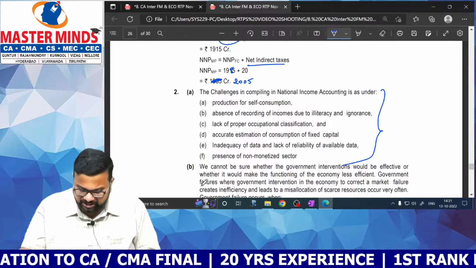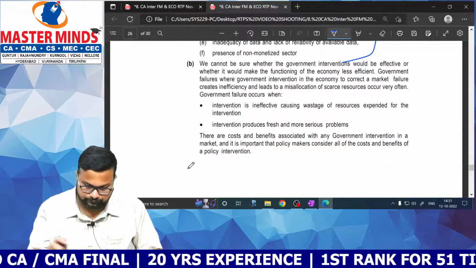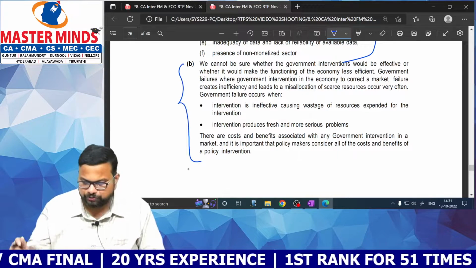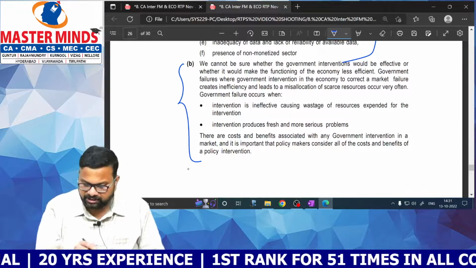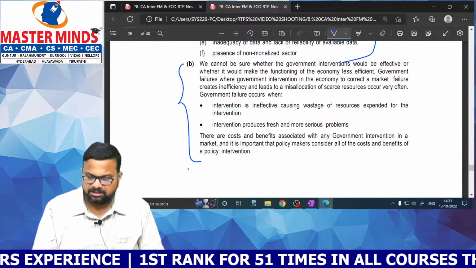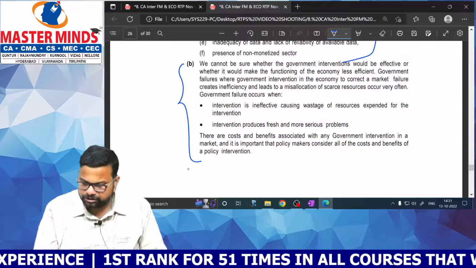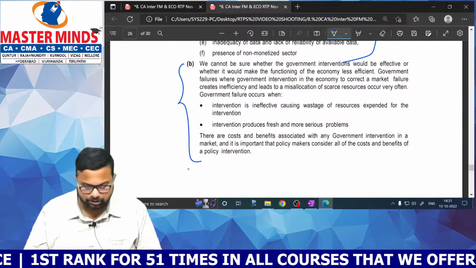Okay, the same thing is given here. The same question is present in our material. Okay, so everything is given. Intervention is ineffective, causing wastage of resources. Intervention produces fresh and more serious problem. The same thing is given there in our material also.